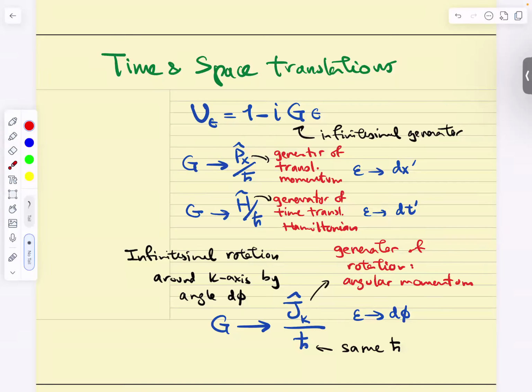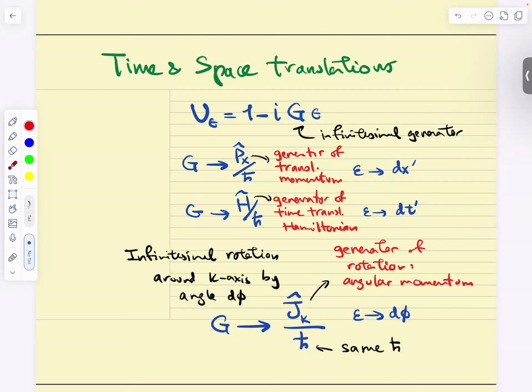Then for the case of translation in space, we argued just based on general grounds that this has to be the momentum operator, which is the generator of translation, divided by h bar. There had to be an h bar there just by dimensional analysis. And here, this epsilon, a small amount of translation, is just dx prime, right? Like a little bit of a translation. We did the same thing for time translations, and the generator of that is the Hamiltonian. And the infinitesimal parameter is just a tiny amount of time translation.